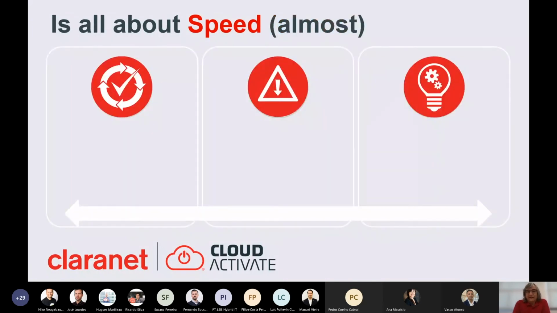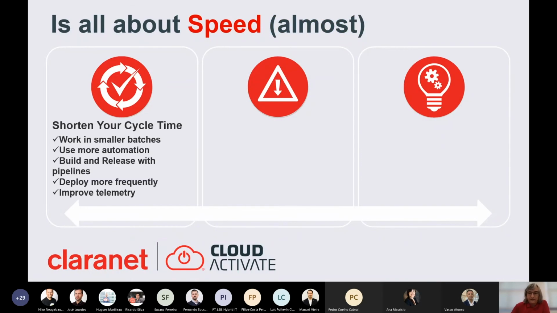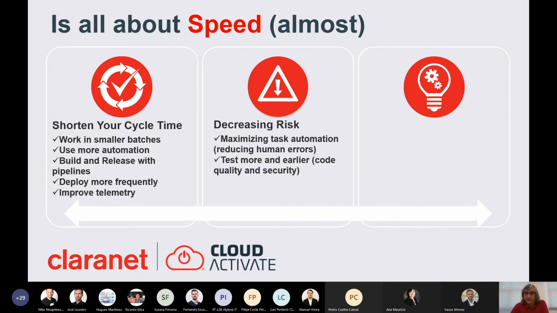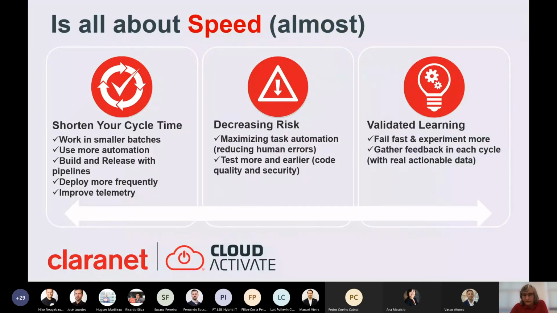So, is it all about speed? Well, almost. Sure, DevOps allows you to shorten your cycle time and deploy more frequently, but it also allows you to decrease risk by automating more tasks and testing more and earlier, using pipelines to provide more consistency. Also, by gathering telemetry information, you can provide fail-fast experimentation.